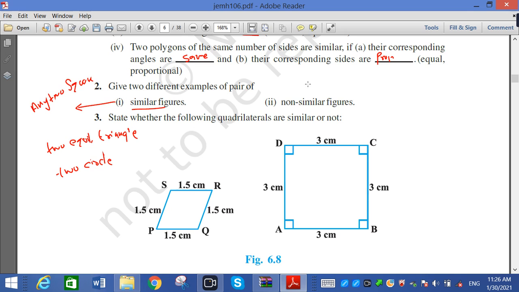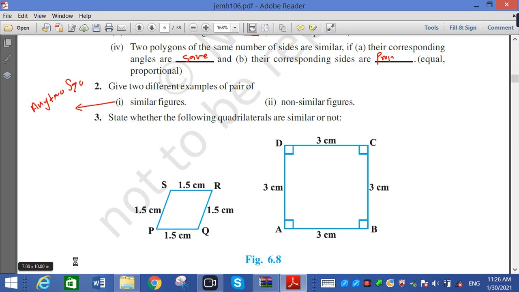So a right angle triangle, a right triangle, and an obtuse triangle. So they are not the same. So we can say non-similar.